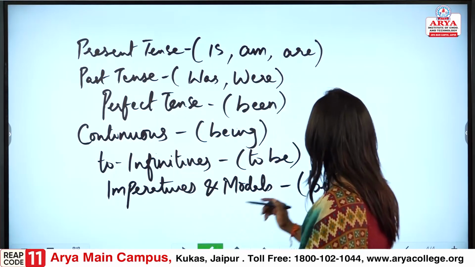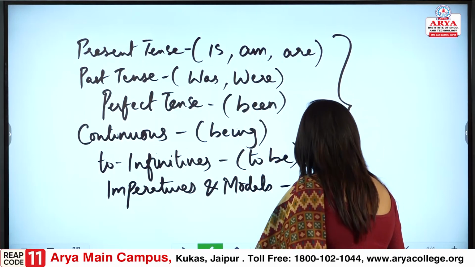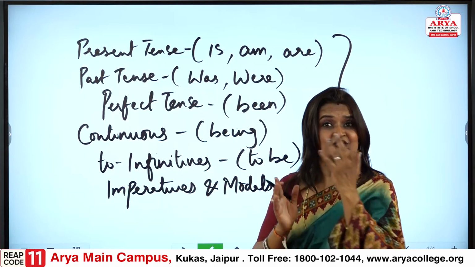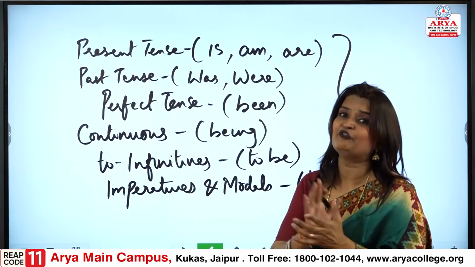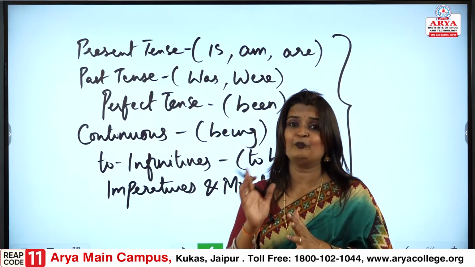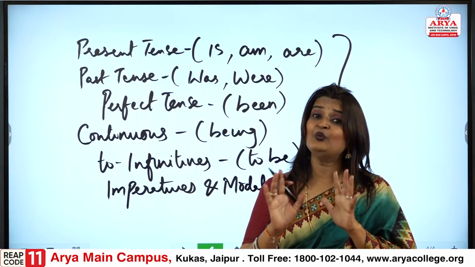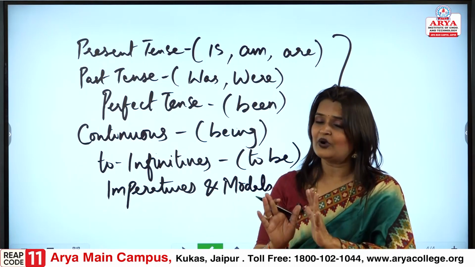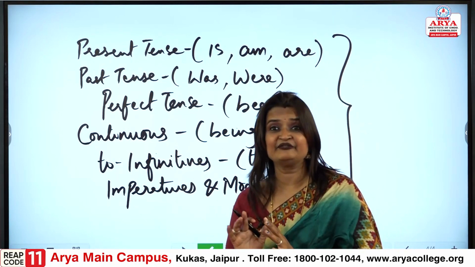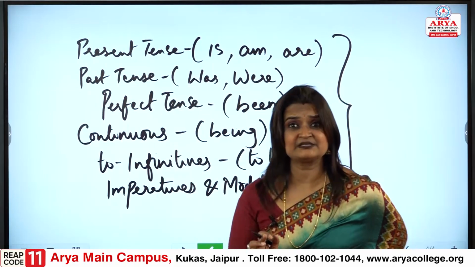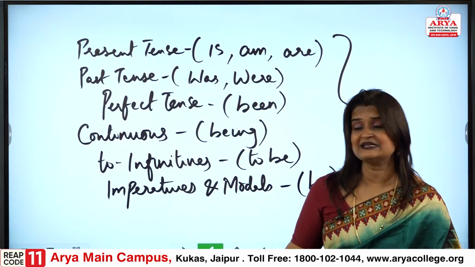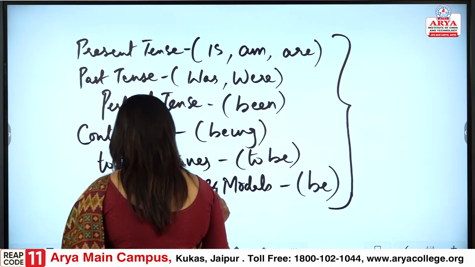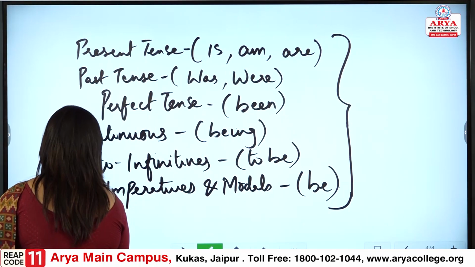So, I hope this whole thing is now clear, so that when we have to use the be form from active to passive, we don't have confusion. We are clear on the point: if it is present tense, what am I supposed to do? In past tense, what am I supposed to do? And accordingly we follow.